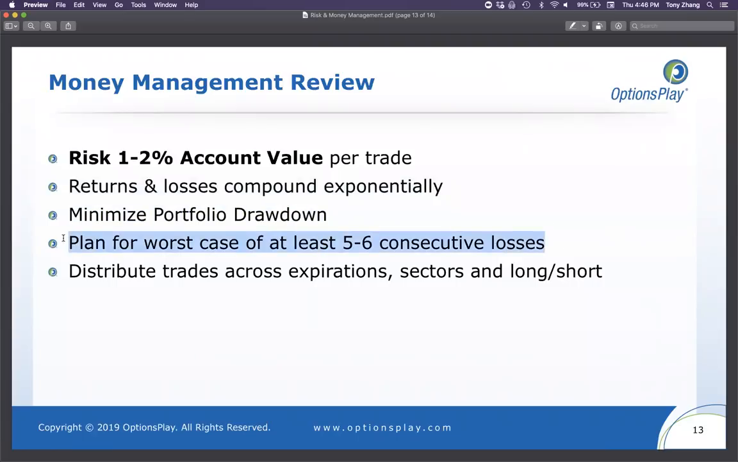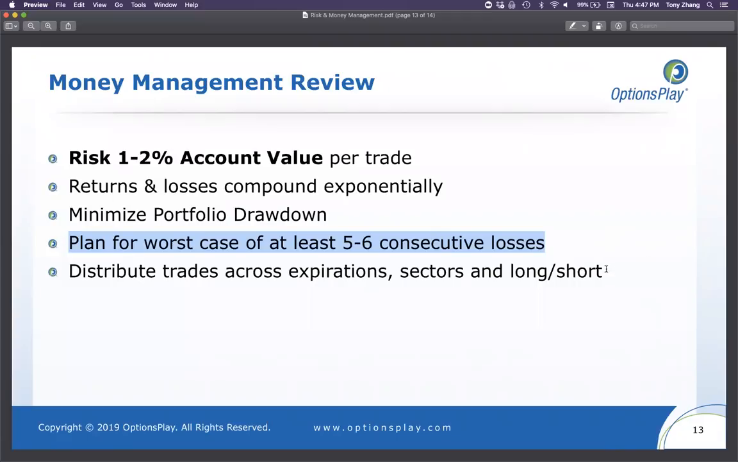In order to do so, you will always want to plan for a worst case scenario of having potentially at least 5 to 6 consecutive losses. It's very unreasonable to say that I won't have 5 to 6 consecutive losses in a row in my account. And what you want to do is, even in that worst case scenario, not risk more than 25% of your account. That's going to allow you to continuously improve upon your strategy and effectively live another day to trade, because that is effectively the whole point of trading.